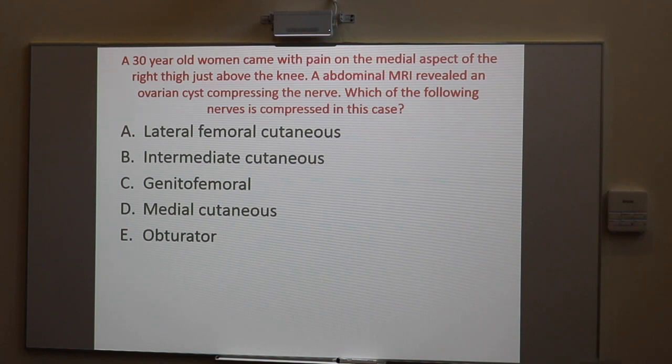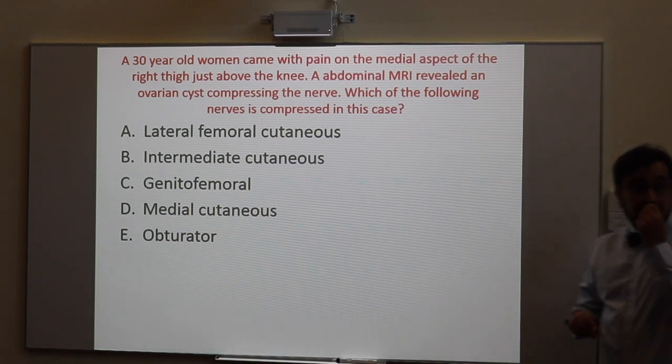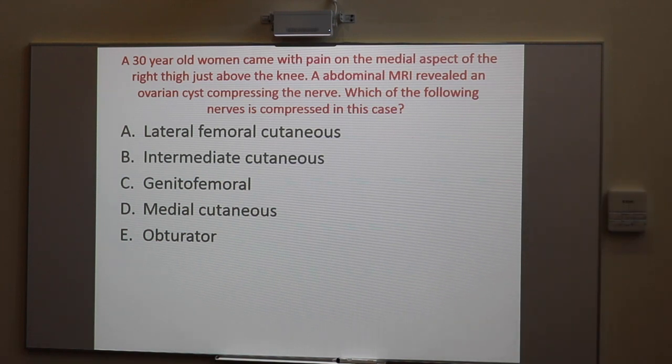Genitofemoral. It's basically the femoral triangle, not the medial aspect of the thigh. Is it A? Lateral cutaneous nerve supplies the lateral side of the thigh. We are talking about the medial aspect of the thigh. So it could be either the obturator or the medial cutaneous nerve of thigh.